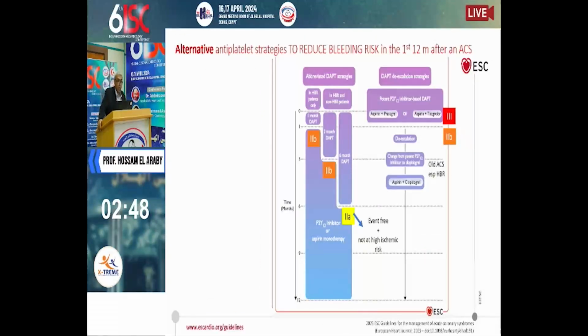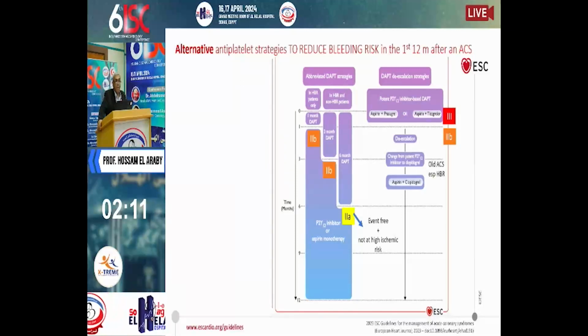Some deviations occur in patients with high bleeding risk. It is abbreviated to 1 month of DAPT followed by P2Y12 or aspirin monotherapy. It is class 2B. In patients with either high bleeding risk or non-high bleeding risk, event-free or not at high ischemic risk, stop DAPT at 3 months, class 2B, or 6 months, class 2A, and continue with monotherapy with one of the antiplatelets.